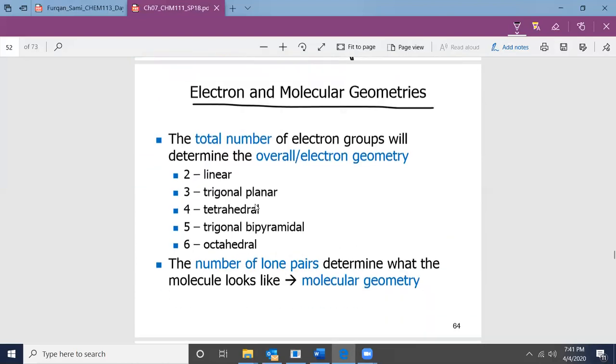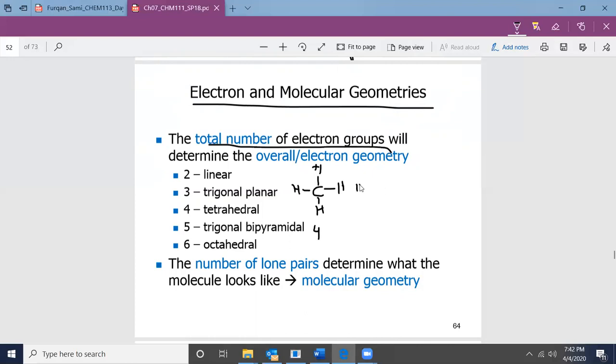There are only 5 electron geometries possible, so you can just quickly memorize them. The total number of electron groups will determine the overall electron geometry. That's why we were interested in the total number of electron groups. If you remember this molecule, which is CH4, with hydrogens around it, how many total electron groups does it have? 4.